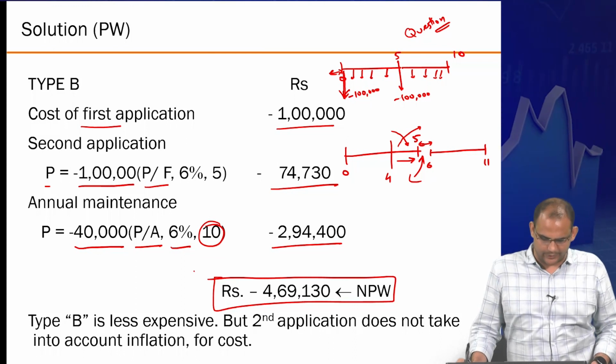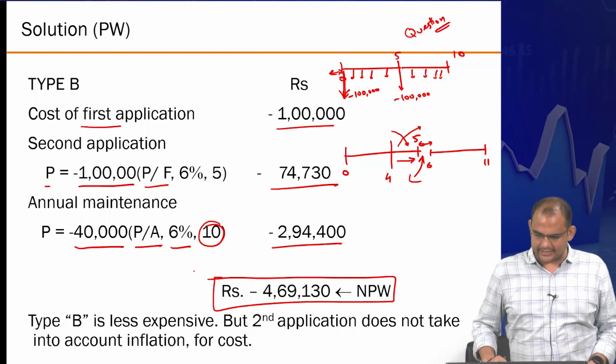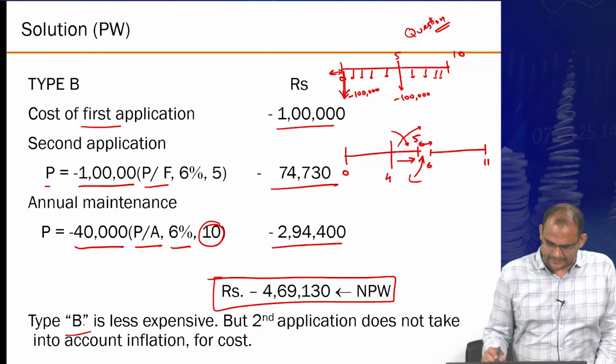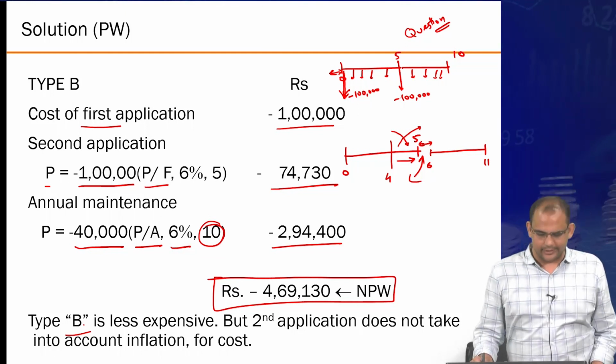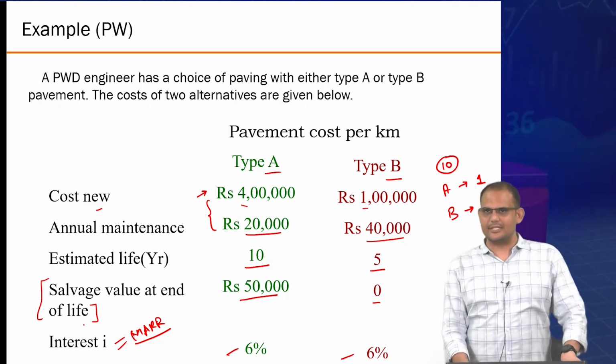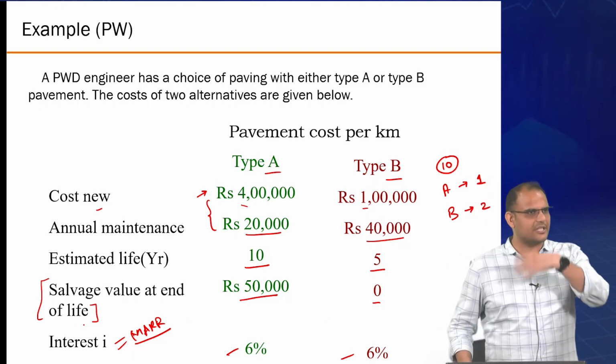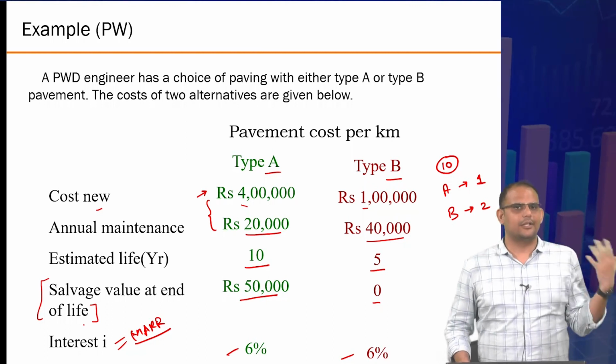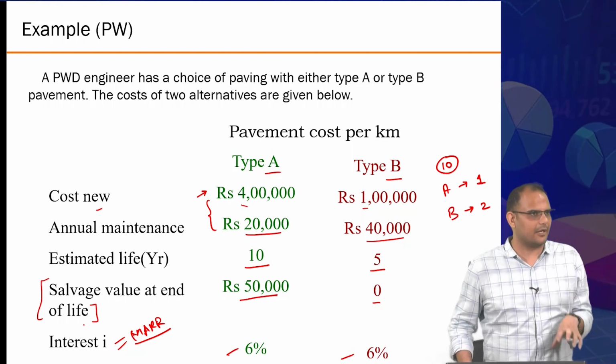So in general, the present worth of this alternative is coming out to be 4,69,130 rupees. Okay. So in this case, it suggests that type B is less expensive, right? So it seems that the cheaper alternative wins here. The initial low cost, despite the high maintenance cost, you are still able to favor that particular alternative.